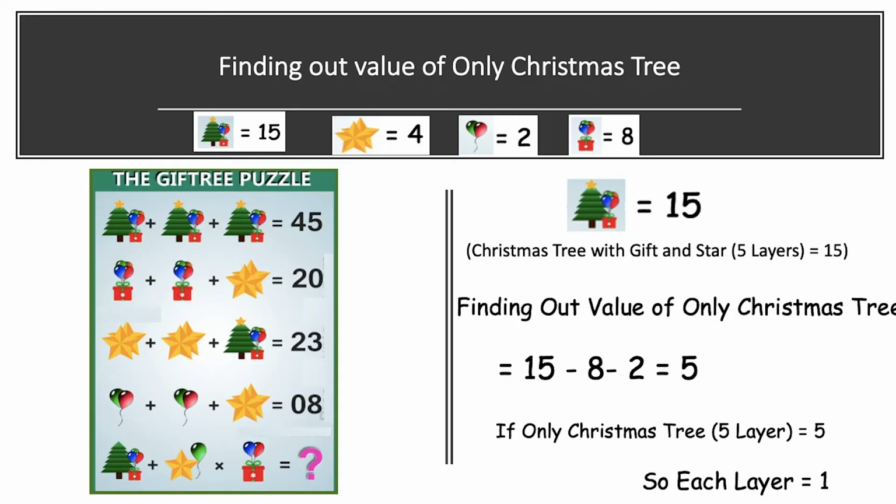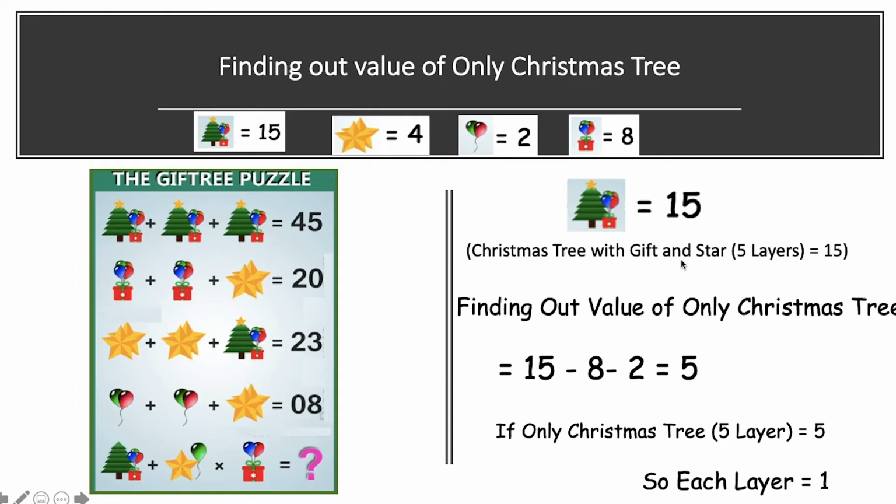Now if you are thinking why we are finding out the value of only the Christmas tree, it is because in the last equation we have one Christmas tree which has 6 layers and it doesn't have a star on its top. So it is better to find out the value of the Christmas tree, and then we can arrange the value of our first picture in the last equation. So I am finding out the value of the Christmas tree.